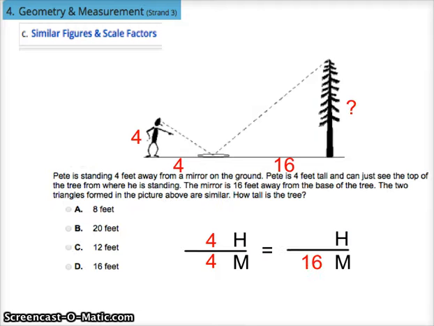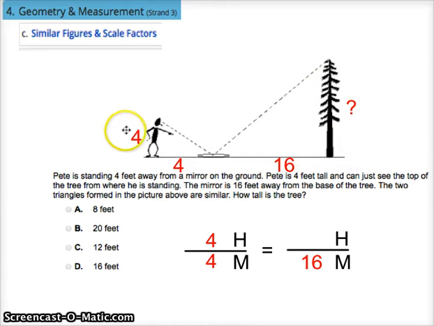Our last example here is another kind of 2 similar triangles. We're given a word problem where Pete is standing 4 feet away from a mirror on the ground. There's our 4. Pete is 4 feet tall. There's another 4 feet tall. And I can see the top of the tree from where he's standing. The mirror is 16 feet away from the base of the tree, 16. The 2 triangles formed in the picture above are similar. How tall is the tree?